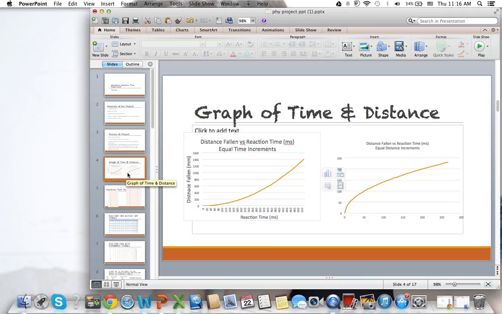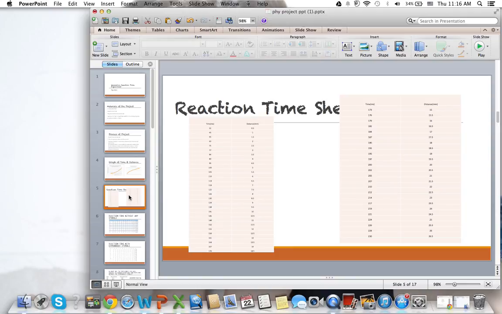Graphs of time and distance. The first graph I drew is the distance fallen versus the reaction time, with equal time increments. The second graph is the distance fallen versus the reaction time, with equal distance increments. So here is the data that I calculated. The first data is equal distance. The second data is equal time.